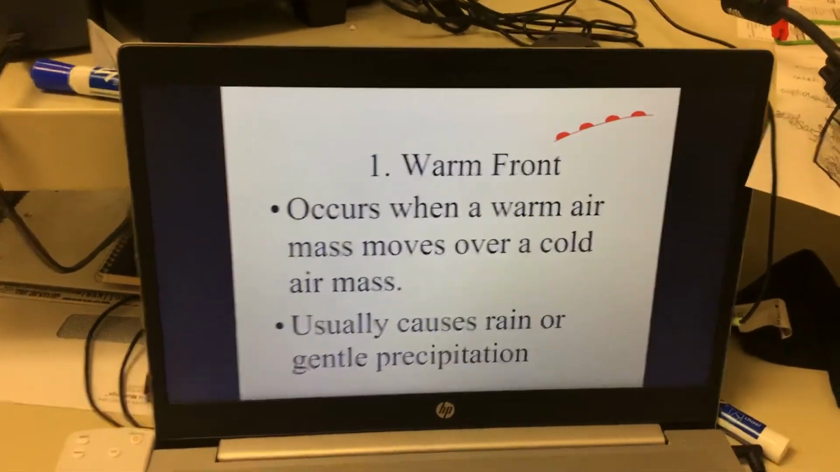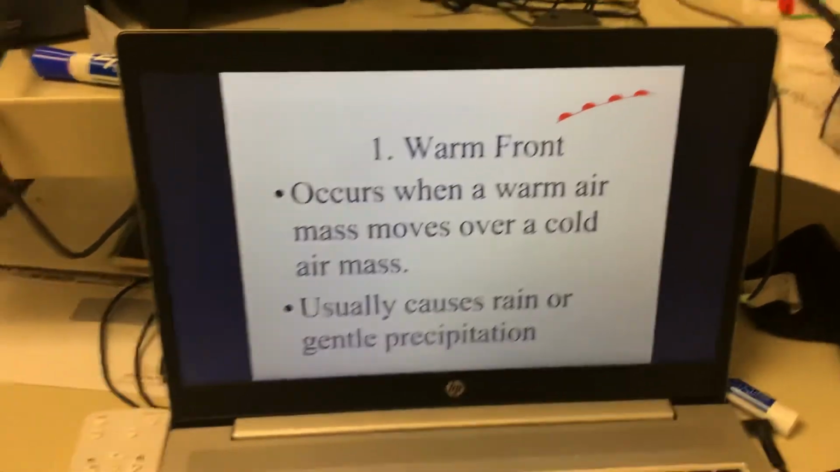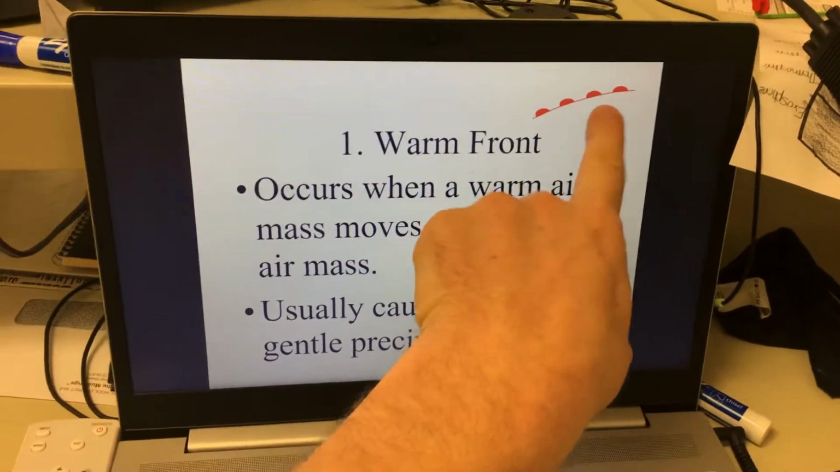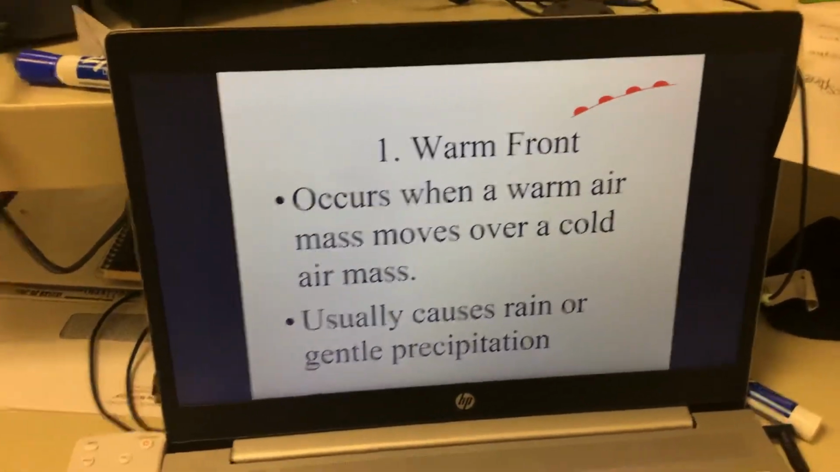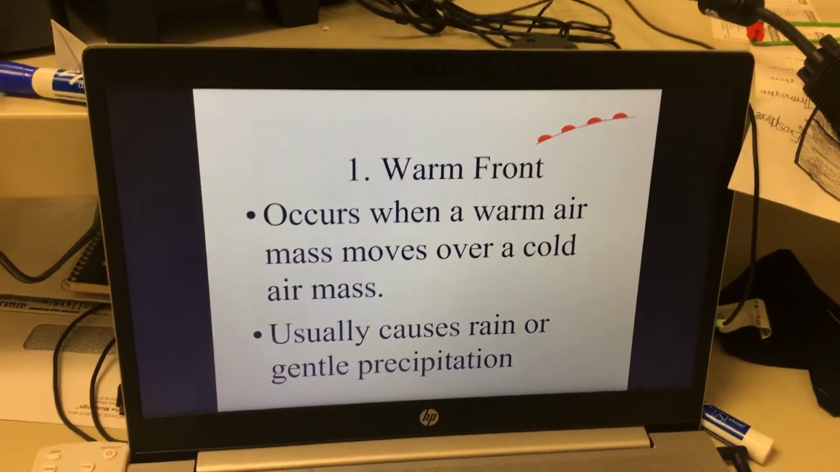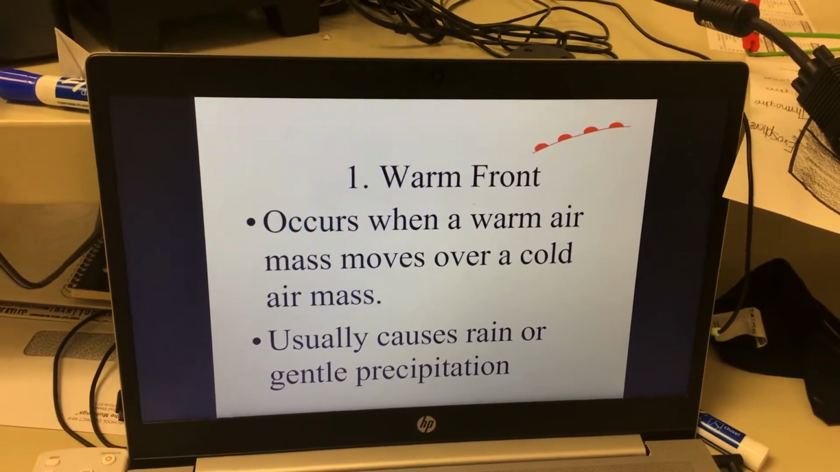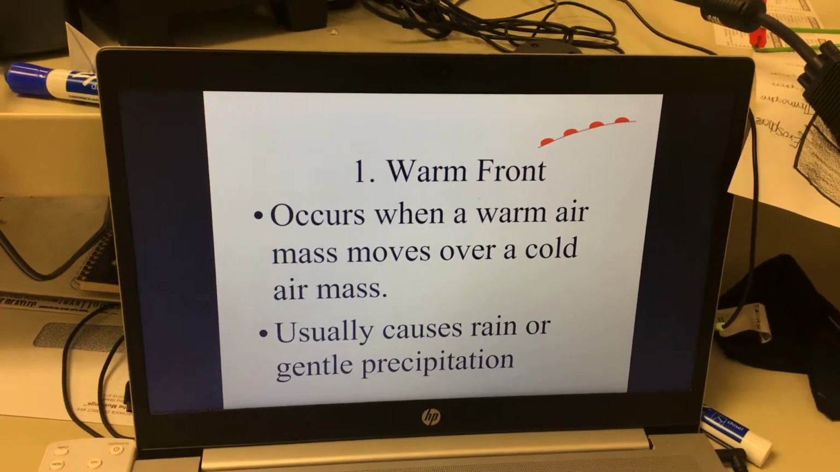So, if we look here, go ahead and write down warm front. I also would like you to jot down this little symbol here. I might ask you that on a test. Okay, a warm front occurs when a warm air mass moves over a cold air mass. Usually causes rain or gentle precipitation.